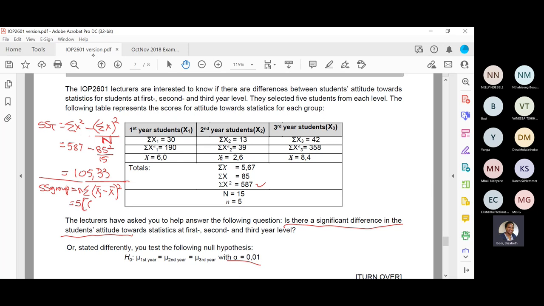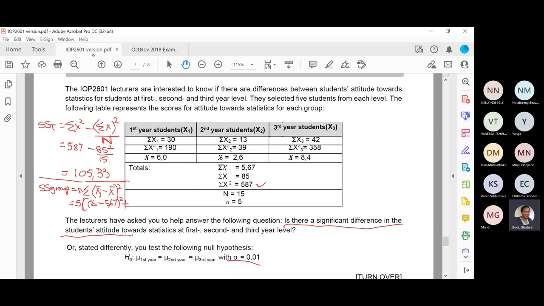So that will be 6 minus 5.67, and we need to square that, plus, because it says the summation, and then we do the same, 2.6 minus 5.67 squared, plus the last one, 8.4 minus 5.67 squared, and we can close this. So you can calculate that and get the answer. I'll also calculate on my side so that we can have the same answer.